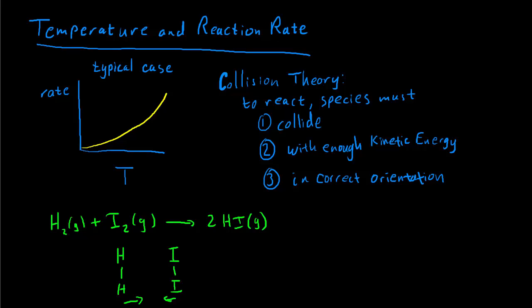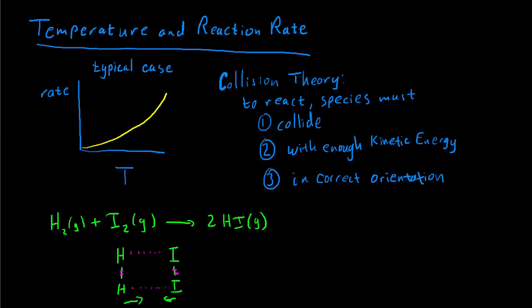As they begin to collide, we begin to form a bond between this H and the top iodine, and form a bond between this H and this iodine. At the same time, we are breaking the bond between the two hydrogens and breaking the bond between the two iodines. As this happens, these two molecules come together, the electron clouds rearrange a little bit, and then after they bump into each other, they fly apart as separated HI molecules.